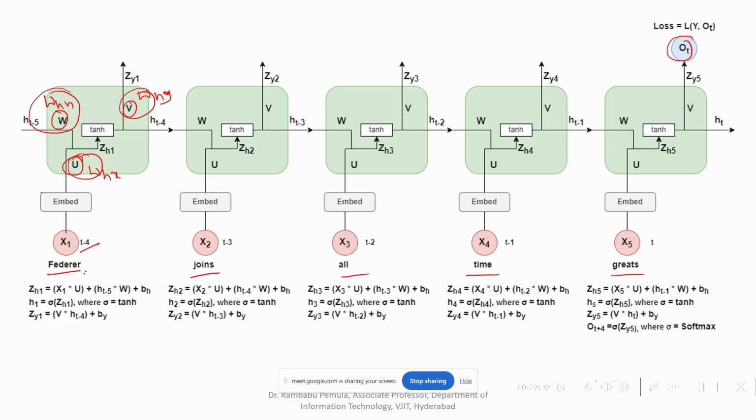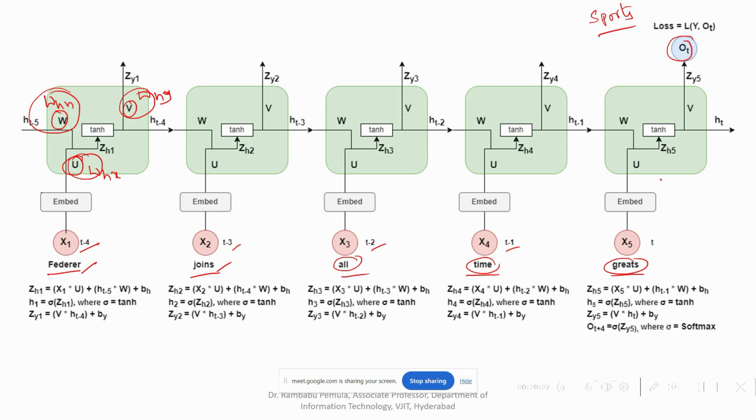At time t minus 4, the input is "federal". At time t minus 3, the input is "giants". At time t minus 2, the input is "all". At time t minus 1, the input is "time". At the present time t, the input is "grades". Based on all these input values, we are going to get the output here, and now at this node it becomes "sports news".